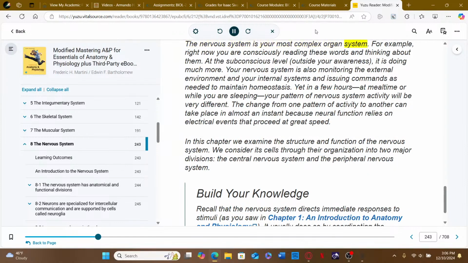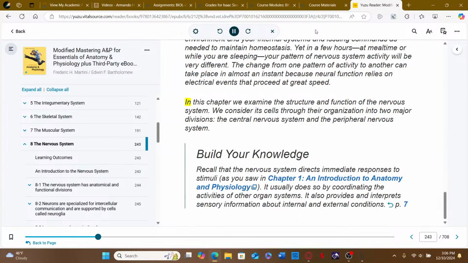The nervous system is your most complex organ system. For example, right now you are consciously reading these words and thinking about them. At the subconscious level, outside your awareness, it is doing much more. Your nervous system is also monitoring the external environment and your internal systems and issuing commands as needed to maintain homeostasis. Yet in a few hours, at mealtime or while you are sleeping, your pattern of nervous system activity will be very different. The change from one pattern of activity to another can take place in almost an instant because neural function relies on electrical events that proceed at great speed.